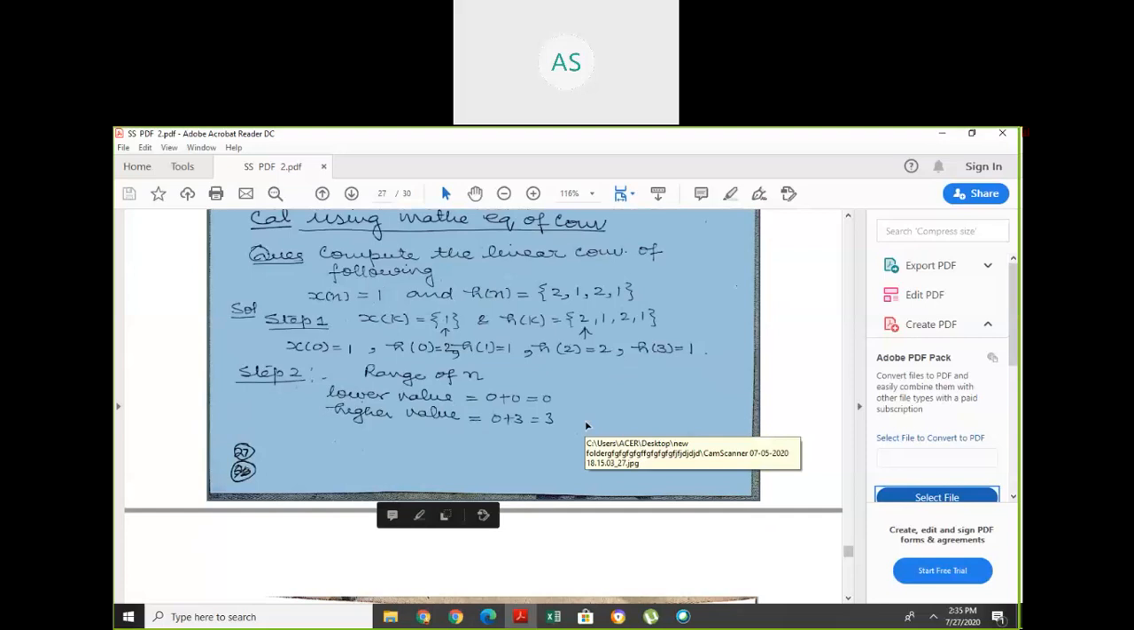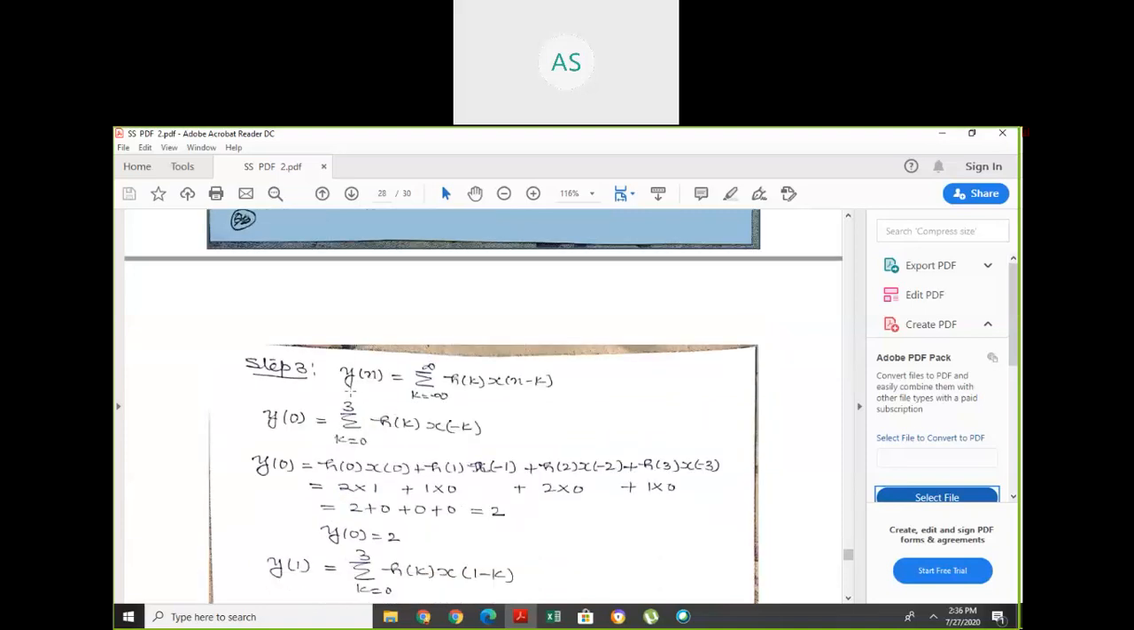Next step, find out the range of n and k. Range of n: the lowest value of n is 0 plus 0, which is 0, and the highest is 0 plus 3, which is 3. The lower range of n is 0 and the higher range is 3, which means the value of n is from 0 to 3.